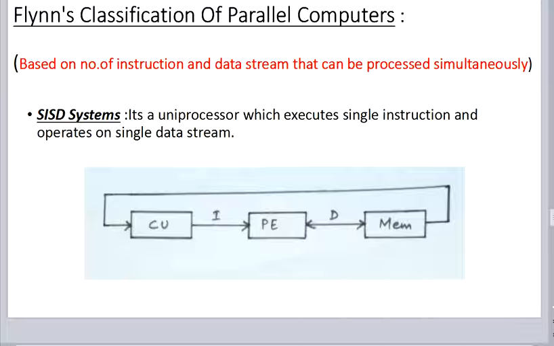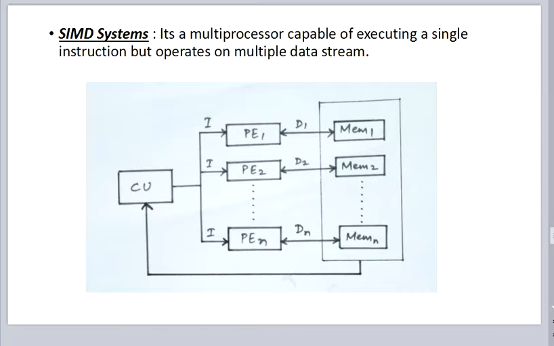Here CU is the control unit, P is the processing element, and this is the memory. You can see the processing element executes single instruction and operates on single data stream. Next is single instruction multiple data system. It's a multiprocessor capable of executing single instruction but operates on multiple data streams. Here different processing elements execute single instruction but operate on multiple data streams.